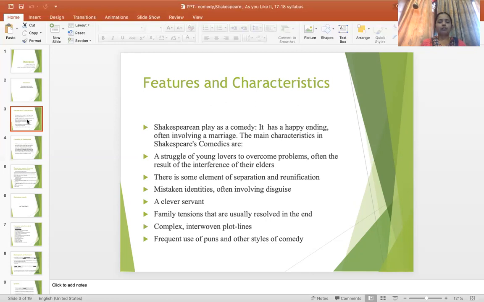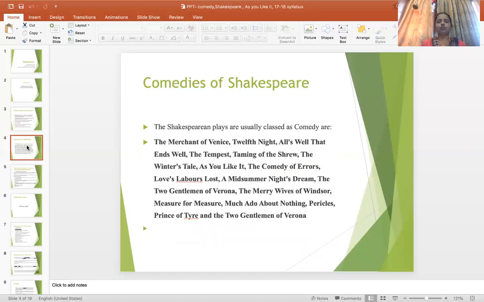And next one is clever servant who came to the rescue of the lovers from all such problems, and they bring comic relief in the play. Family tensions that are usually resolved in the end. Complex, interwoven plot lines which are prevalent in these comedies. Frequent use of puns and other styles of comedy we are going to watch in this PPT.